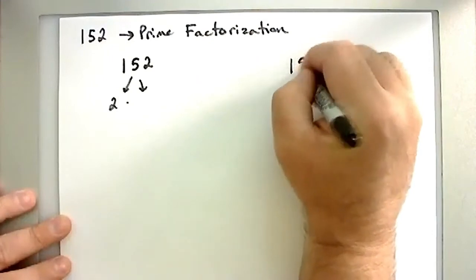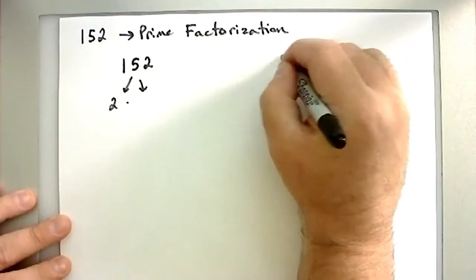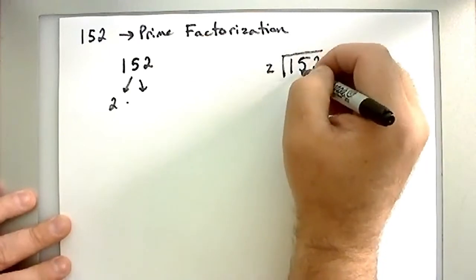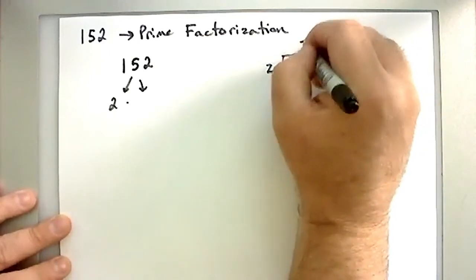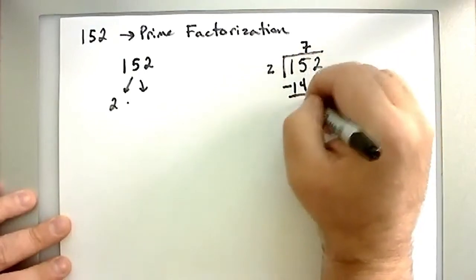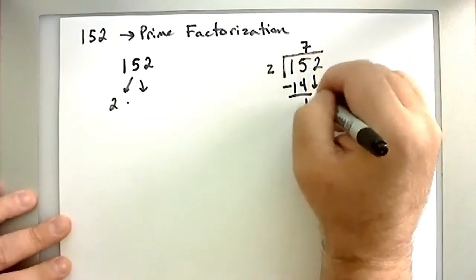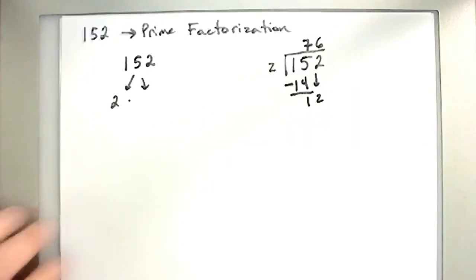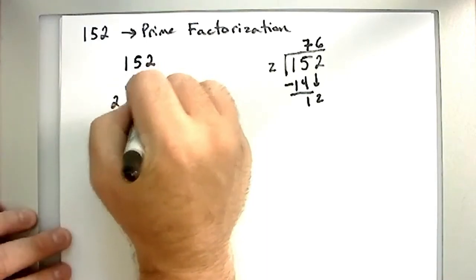So if you need to, off to the side, do your division. It just depends on how much of this you can do in your head. 2 doesn't go into 1, so we'll move over. 2 into 15, 7 times. 7 times 2 is 14. Subtract, get 1. Bring down the 2, making 12. 2 into 12, 6 times. Hopefully, you guys are getting a little more comfortable with long division now that we did all the decimals and stuff. So 2 and 76.